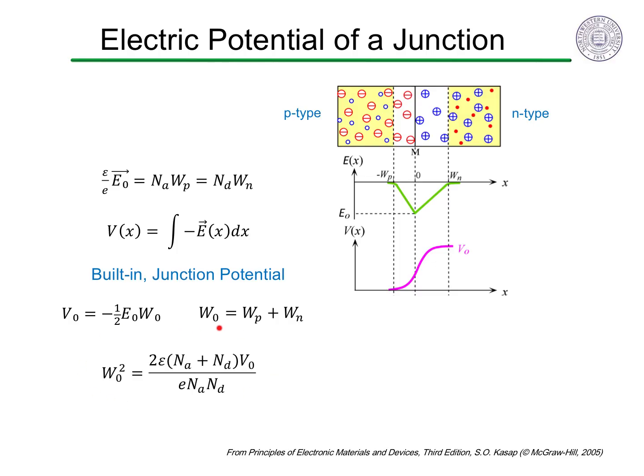With a little bit of algebra, one can relate the total depletion width to the acceptor and donor dopant concentrations and the total junction potential V0, or built-in voltage, which we will derive without assuming a triangular profile.